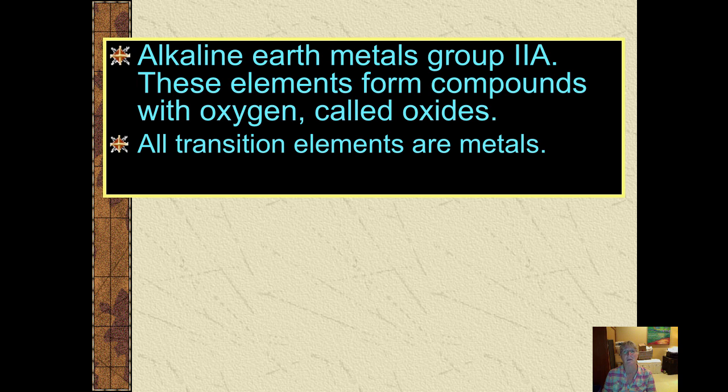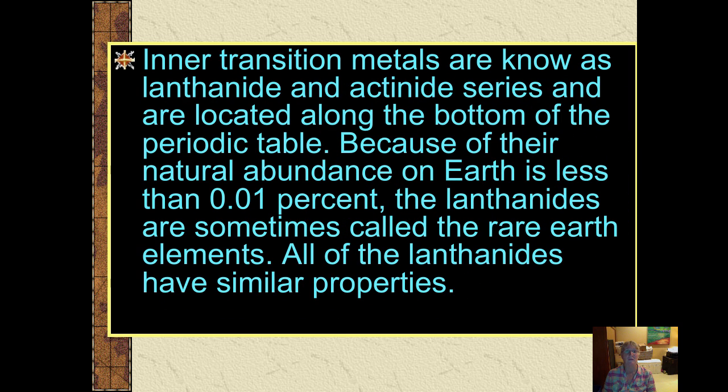All of the transition elements are metals. At this point, make sure that you watch the video about transition metals, including vanadium. They are divided into 2 subgroups, the lanthanide and the actinide groups. They were also called the rare earth elements because their natural abundance on Earth was less than 0.01%. But another reason why it was hard to find and refine these inner transition or rare earth elements is because they have very similar electron configurations, so it was hard to separate them from each other.